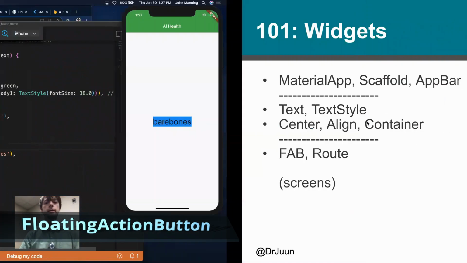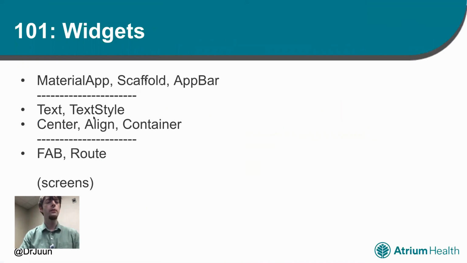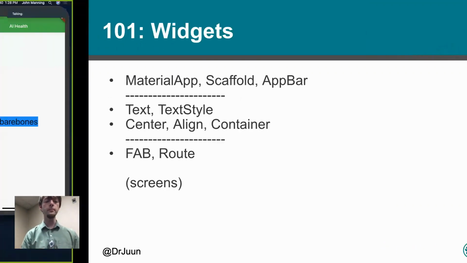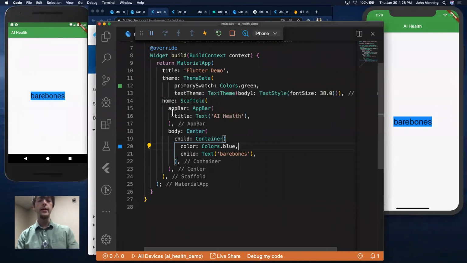So that is MaterialApp, Scaffold, AppBar. Various things you can do with text, various things you can do to position these widgets around. And I'm going to end, at least on the beginner parts, with talking about a floating action button, and we're also going to set up a quick route so you can have multiple pages. And then we're going to move on to those next parts. So let's go ahead and create a floating action button.